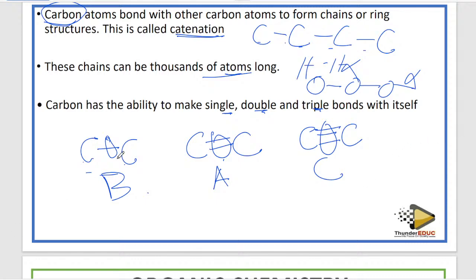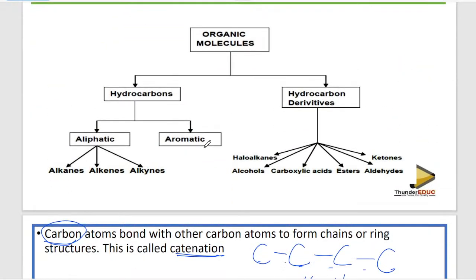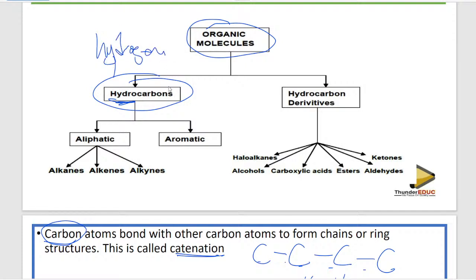All right, let's find out some of the organic molecules we're going to be looking at this time. Organic molecules are divided into two. The first one is going to be hydrocarbons. When you talk about hydrocarbons, we're going to look at them in detail. We are talking about hydro, which means hydrogen, and carbon, yes, hydrocarbon.